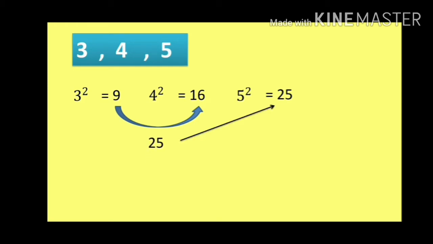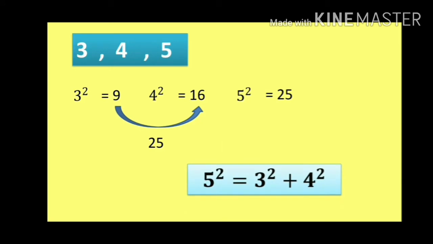Now let's see an example. Let's take the numbers 3, 4 and 5. Now we can find the squares. So 3 squared is 9, 4 squared is 16, 5 squared is 25. Now if you add the smaller numbers, that is 9 and 16, we will get 25. And 25 is nothing but 5 squared, as you can see. So 5 squared can be written as 3 squared plus 4 squared. So this is the Pythagoras theorem.